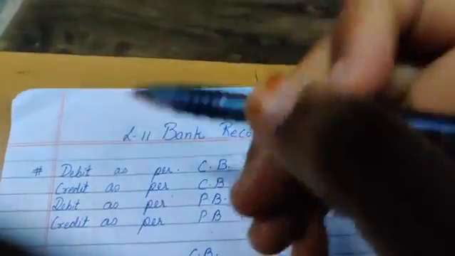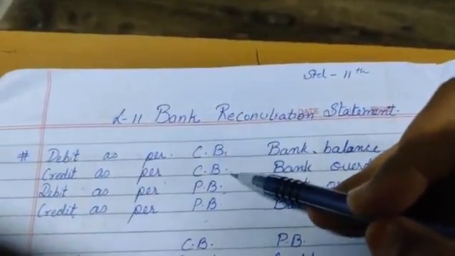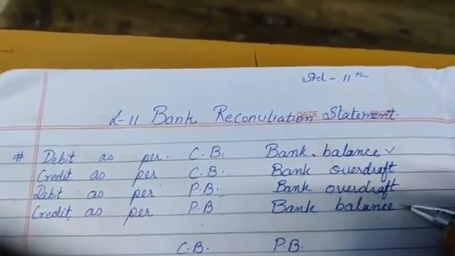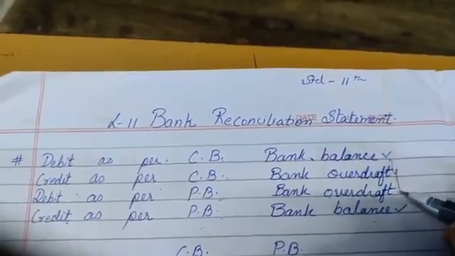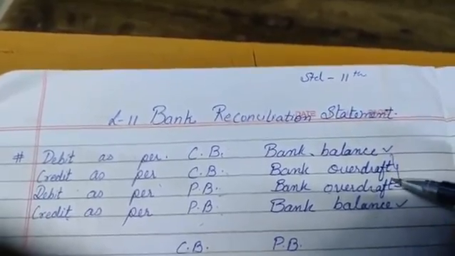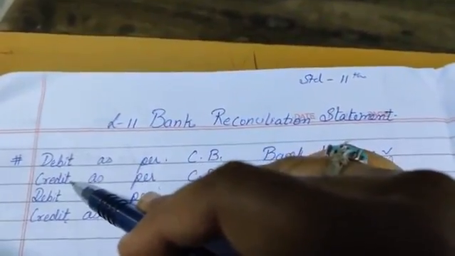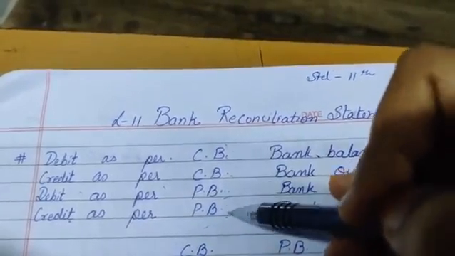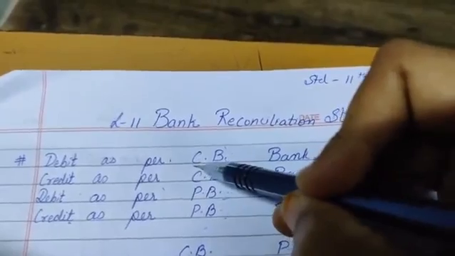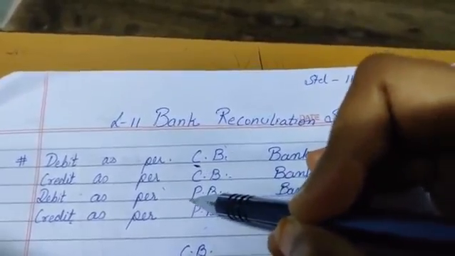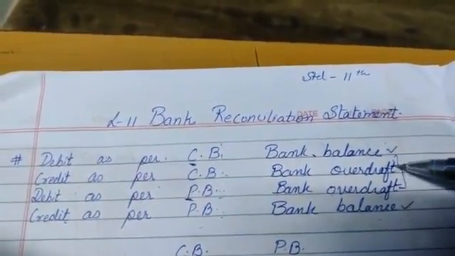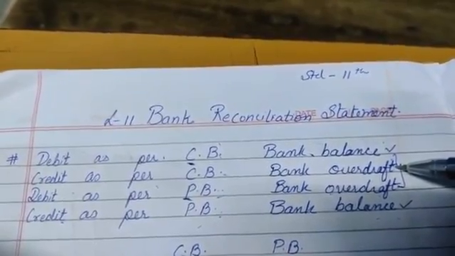Write down first: debit, credit, debit, credit. Then two times cash book, passbook, passbook. Then first will be bank balance and last will be bank balance, whereas in between both of them will be bank overdraft. Again I am repeating: debit, credit, debit, credit; cash book, passbook, passbook. In alphabetical order C comes first, so there will be cash book and then passbook. First and last will be bank balance, and the two in between will be overdraft.